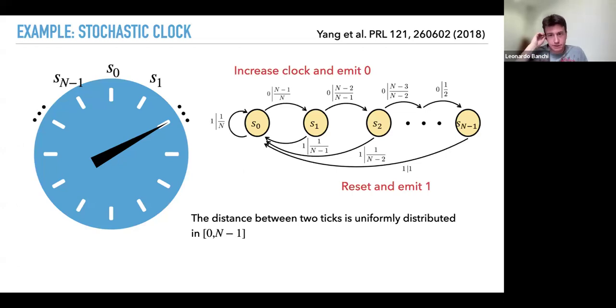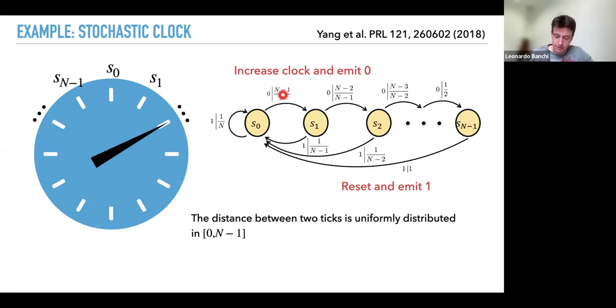Okay, so then, as I said, I started from a toy problem. And I used the same model that was considered in this paper, which is that of a stochastic clock. So imagine that you have a clock. The clock basically starts from 0, and then with some probability you go to the next tick, which is this point here. But then again, with some probability, you reset the clock and it goes to 0. So whenever you increase the clock, you emit an observation, which is 0. Whenever you reset the clock, you emit another observation, which is 1, and you go back to 0.